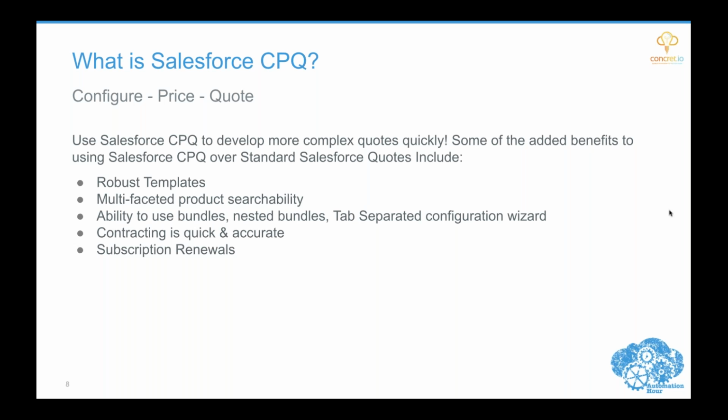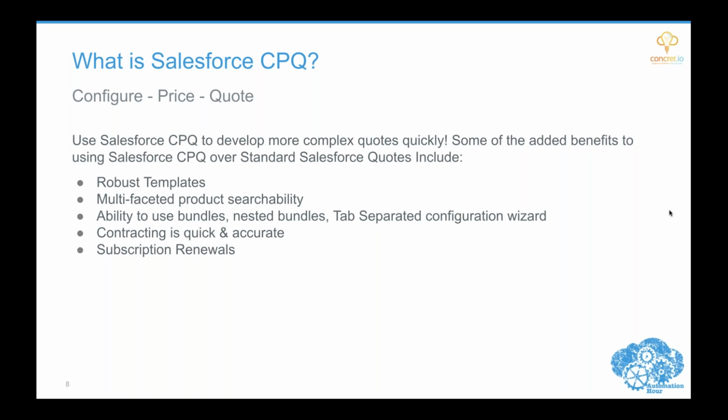Bundles, nested bundles, and having different bundles tab separated. This is a nice feature when you're adding your products. You can see, all right, I'd like to build a laptop and I'd also like to build a desktop. Now, under each of these configurations, we're going to have multiple choices. So if you have multiple items that require configuring, you can configure one part at a time. And this is all set up inside of CPQ.